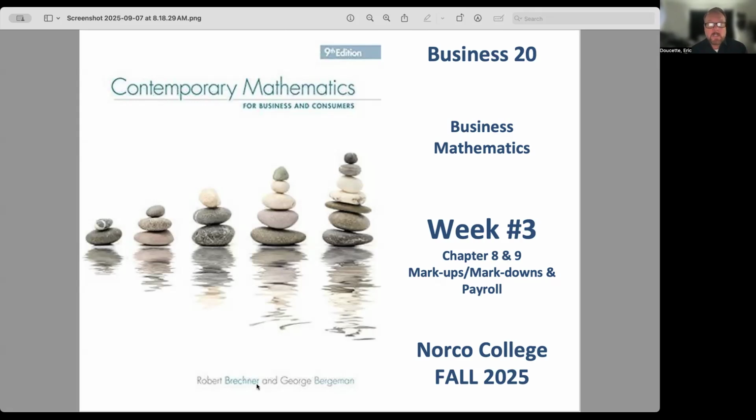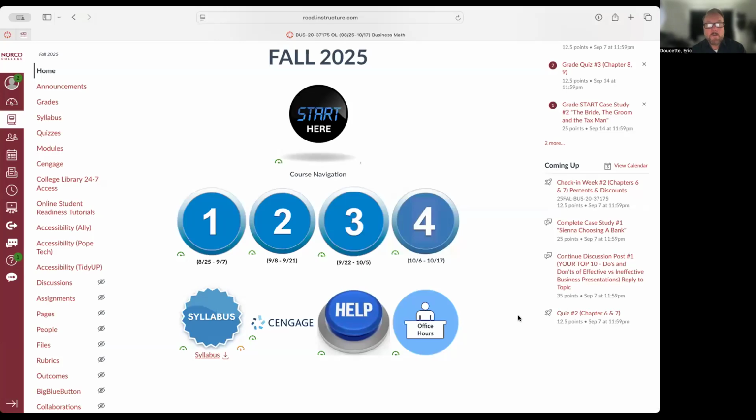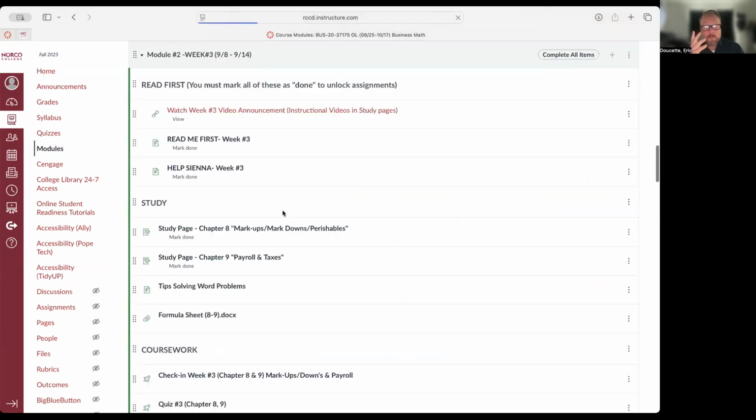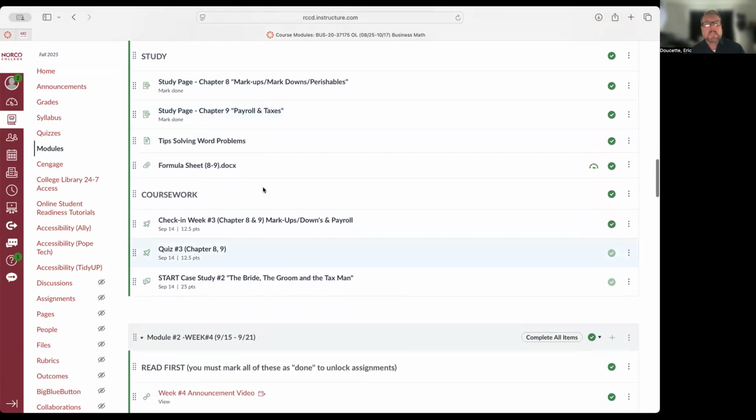I'm going to go ahead and stop sharing my screen here and share our screen in Canvas. So now you're looking at our homepage in Canvas, and of course we're in module number 2. This is our first week in module number 2, and you're going to be looking at, again, chapters 8 and 9.